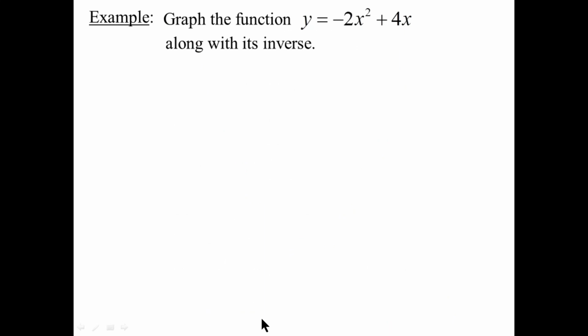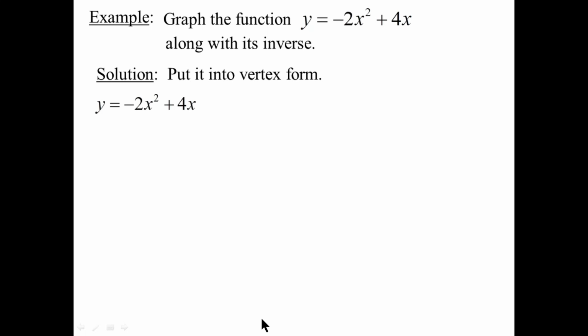Moving on, graph the function along with its inverse. Okay, solution: put it into vertex form, the best way to graph a parabola. There it is. Factor out the -2. Check your work. Minus 2x squared, good. Plus 4x, good. Take this coefficient, cut it in half, square it, add it, and subtract it. Then this last term will step outside the brackets and become +2.